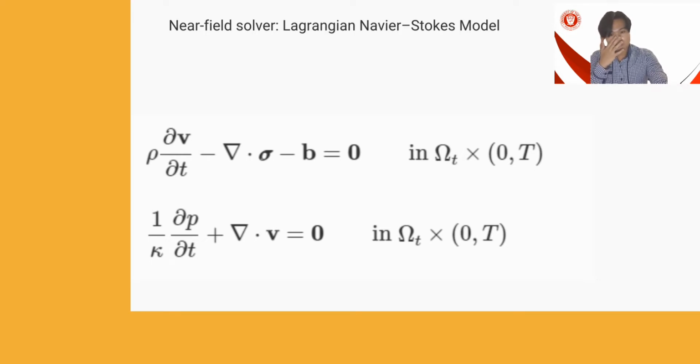The image below indicates the equation and its variables with their meanings, where u is the velocity field, sigma is the Cauchy stress tensor, b is the body force per unit of volume, p is the pressure, rho and kappa are the material density and bulk modulus, respectively. t is the time, omega t is the updated computational domain, and T, the uppercase T, is the total time duration.